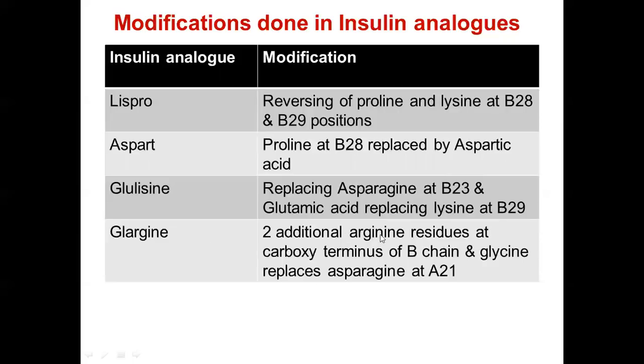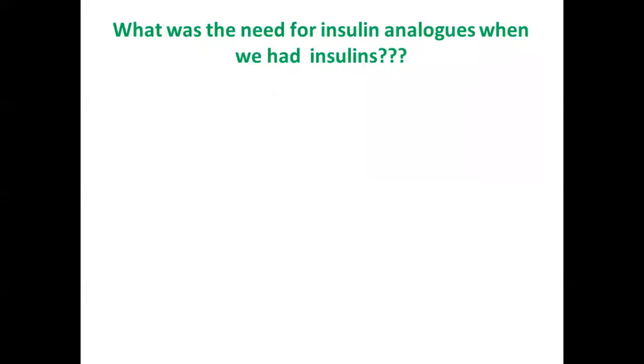Glargine has got two additional arginine residues at the carboxy terminus of the B chain, and a glycine replaces asparagine at the 21st position of the A chain. These are the genetic modifications that are made in these particular analogs. Now, why is there a need for insulin analogs when we had insulins?